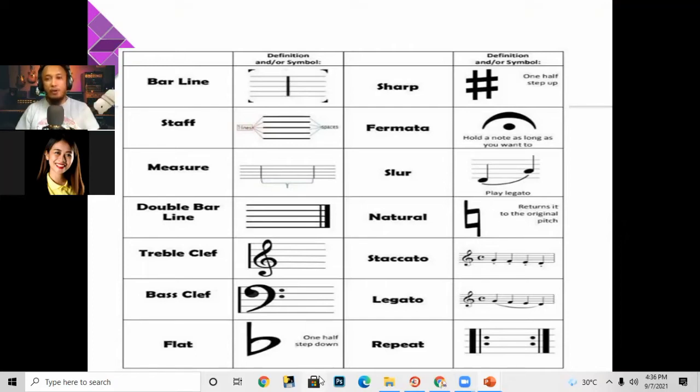Okay? While for sol, kunwari sol, then sol sharp, that's sol, and then you produce sol sharp. Yan. Sol, from sol to sol sharp, meaning tataas. It raised the sound to 1/2 step. Then, of course, fermata, na-discuss na yan. Slur, meaning you connect two sound.